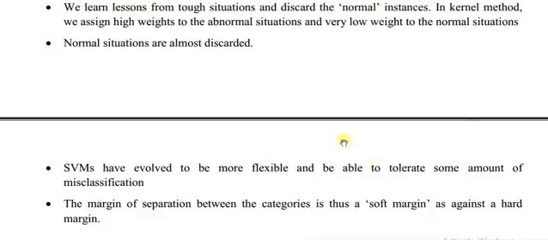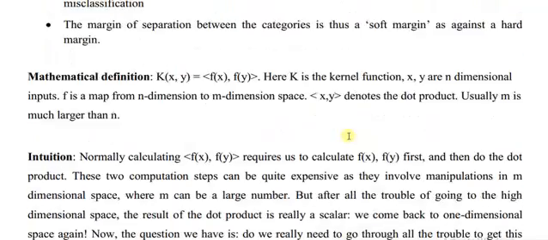Let's look at one simple example regarding the kernel. Let's go with a mathematical definition of the kernel. K(x, y) = <f(x), f(y)>. Here K is the kernel function, and x and y are n-dimensional inputs. f is a mapping from n-dimensional to m-dimensional space. The angular brackets denote the dot product. Usually m is much larger than n.